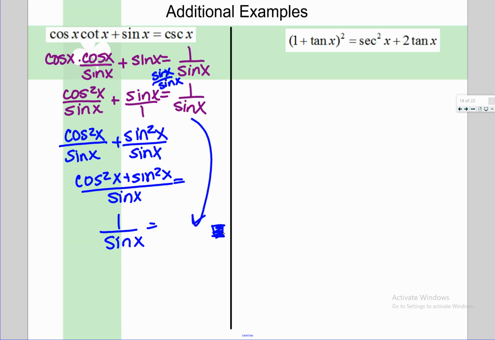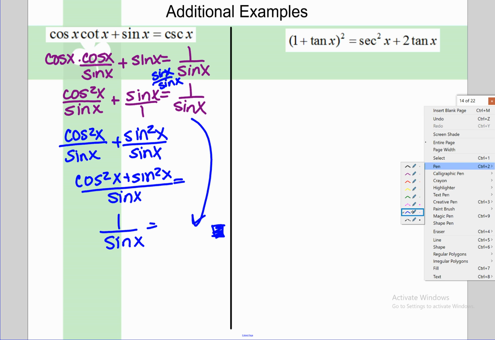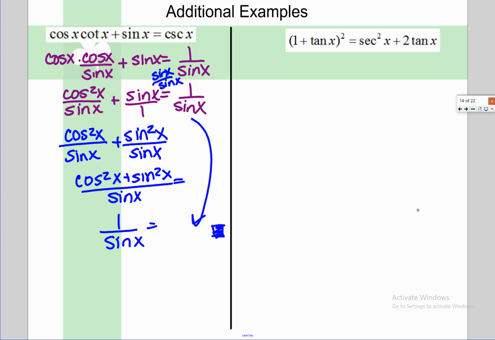Okay, good. All right, on the next one, I would notice that everything is the same except that secant squared is probably going to need to change into a tangent. So secant squared is equal to 1 plus tangent squared, using the Pythagorean identity.